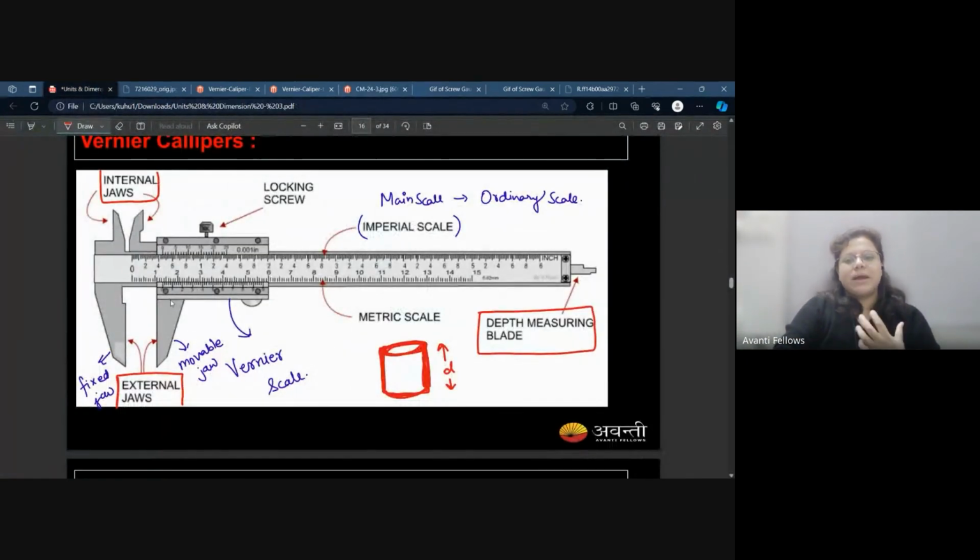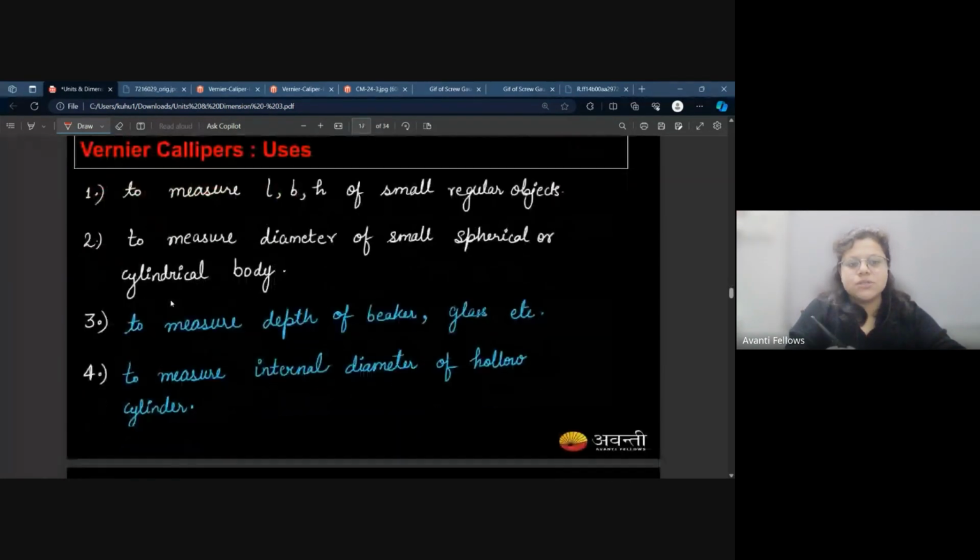Now you have an imperial scale. Don't go with this name; you don't need to remember so many names. It's okay if you remember the main scale. Main scale is nothing but your ordinary centimeter scale. And this vernier scale is the special one. So why is it special? What is the specialty about this? We will discuss it. Let's come to the application, uses of this topic.